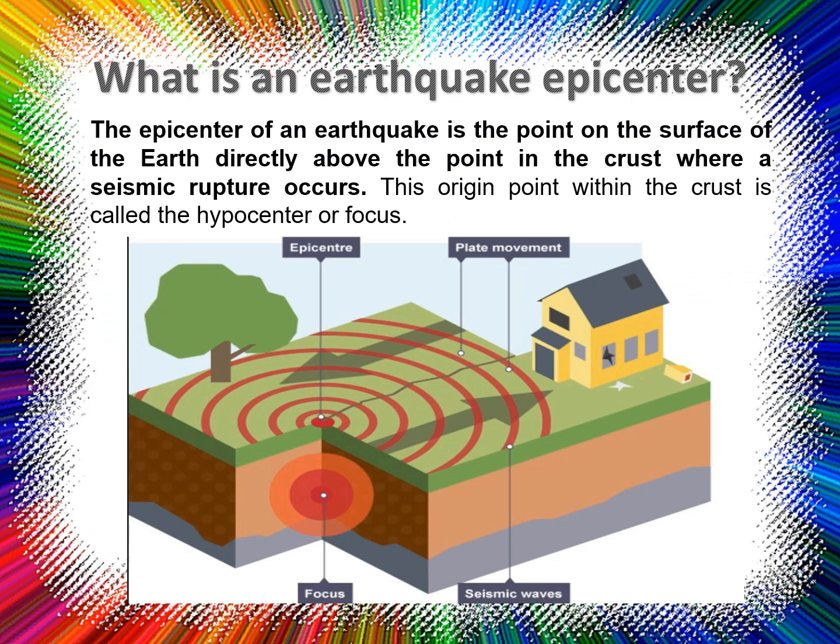So, what is an earthquake epicenter then? The epicenter of an earthquake is the point on the surface of the Earth directly above the point in the crust where a seismic rupture occurs. This origin point within the crust is called the hypocenter or focus.